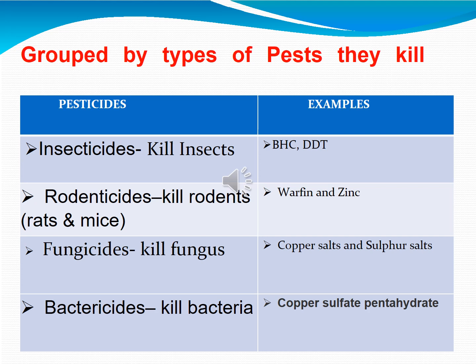Bactericides kill bacteria. Copper sulfate pentahydrate is an example of a bactericide.